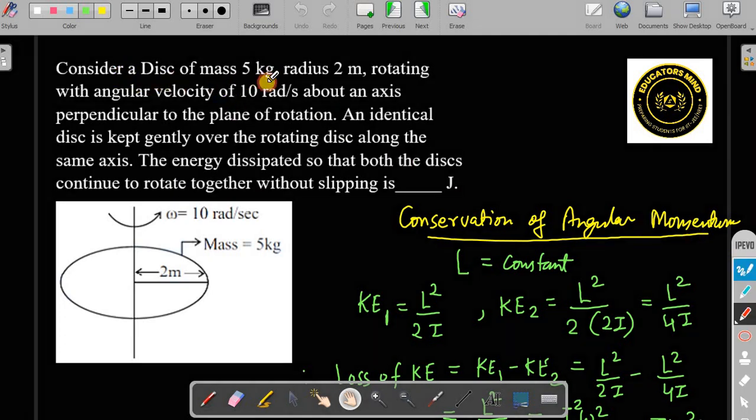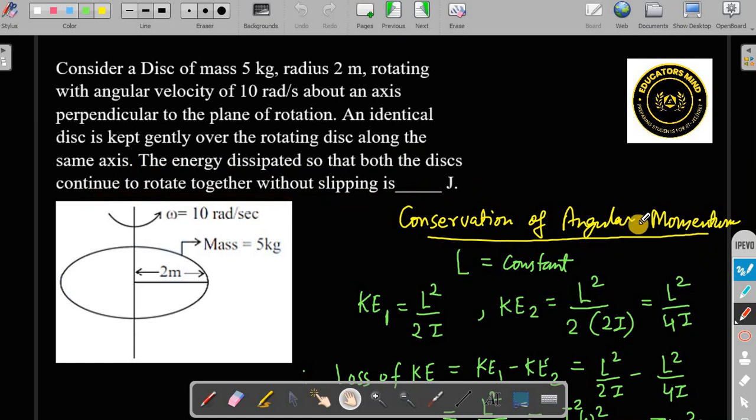Next question. Consider a disk of mass 5 kg, radius 2 meter, rotating with some angular velocity about an axis perpendicular to the plane of rotation. That means about its own axis, it is rotating. An identical disk is kept gently over the rotating disk. Whenever the word gently is used, that means there is no external torque or force acting, and we are adding another identical disk over it along the same axis. The energy is dissipated so that both the disks continue to rotate together without slipping.